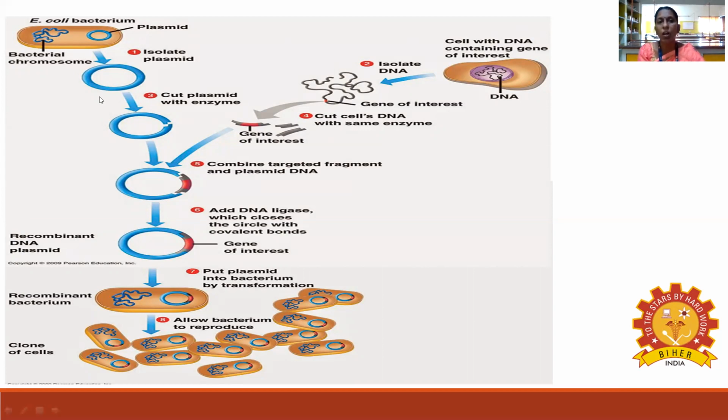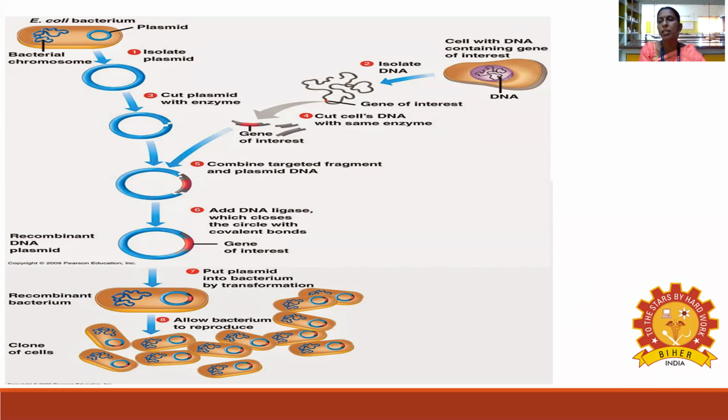The vector, what type of plasmid or vector, depends on the size of the DNA you are going to insert. Okay, so isolate the plasmid. How do you isolate the plasmid? The plasmid can be isolated from the bacteria, and then you use reagents to extract it. After extracting, using a molecular scissor, that is, restriction enzymes, cut the cell DNA with the same enzymes. So you get the gene of interest.